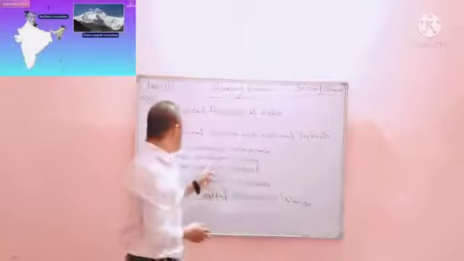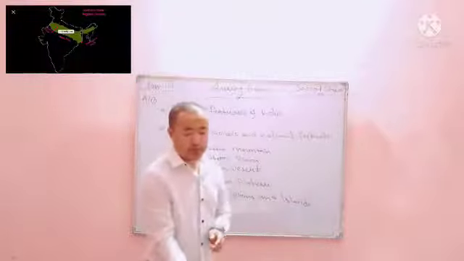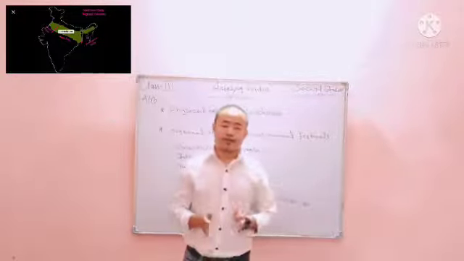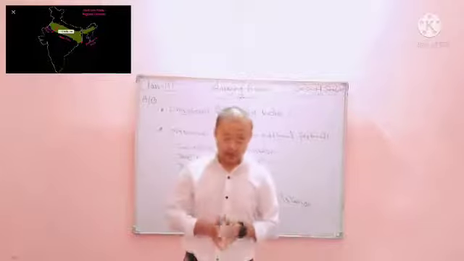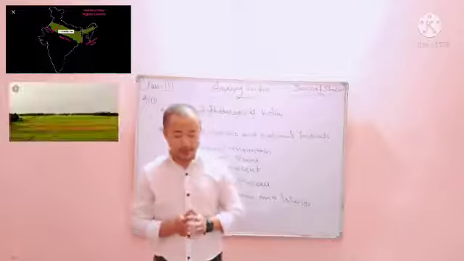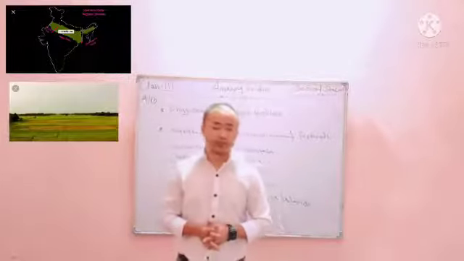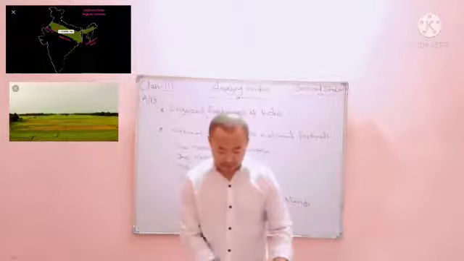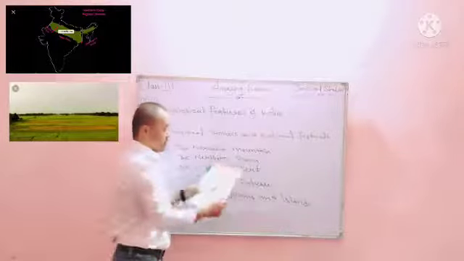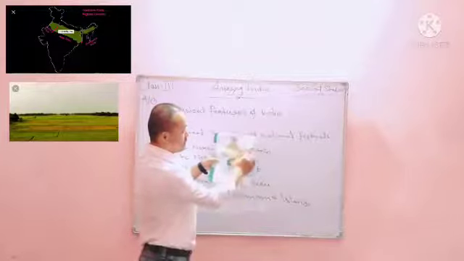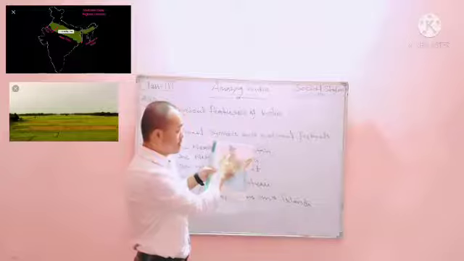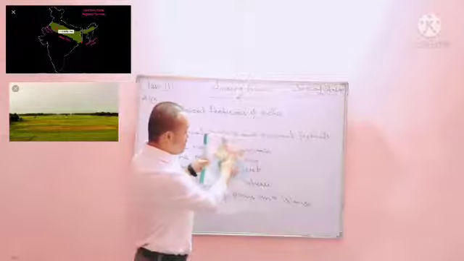Now the northern plains. Plains are flat and level land. Land in the plains is fertile because of the rivers. So the northern plains are here, just below the northern mountain, the Himalayan region.